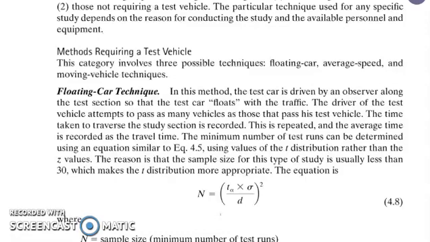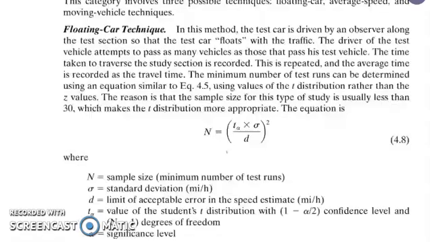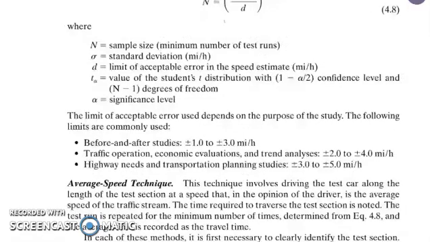Basically, the limit of acceptable error used depends on the purpose of the study. For before and after studies, it is plus or minus 1.0 to plus or minus 3.0 miles per hour. For traffic operation, economic evaluations, and trend analysis, it is plus or minus 2.0 to plus or minus 4.0 miles per hour. For highway needs and transportation planning studies, it is plus or minus 3.0 to plus or minus 5.0 miles per hour.